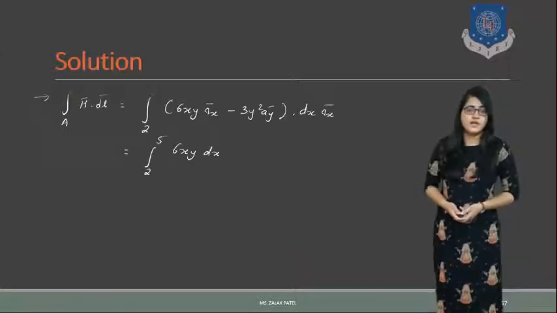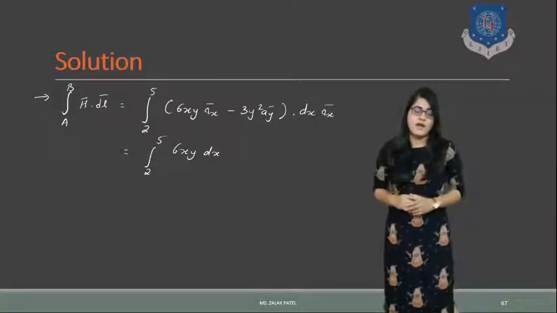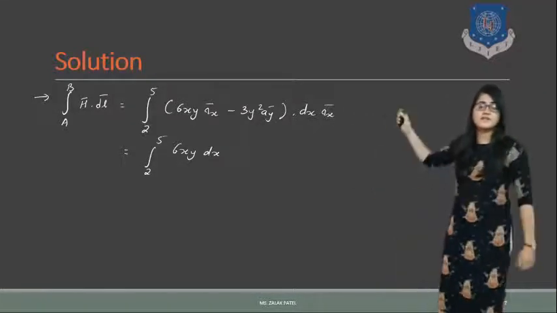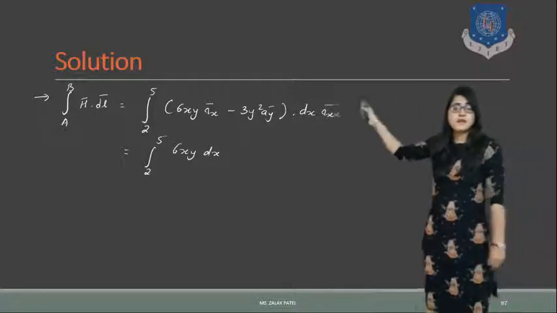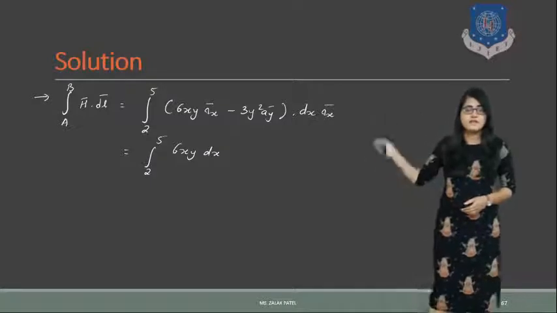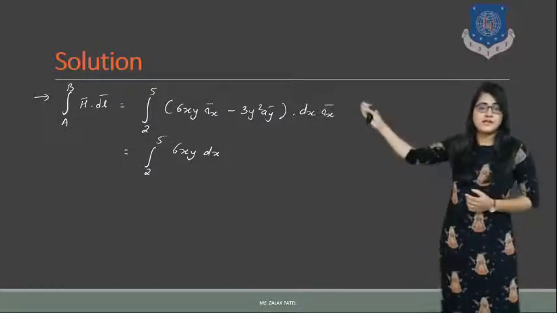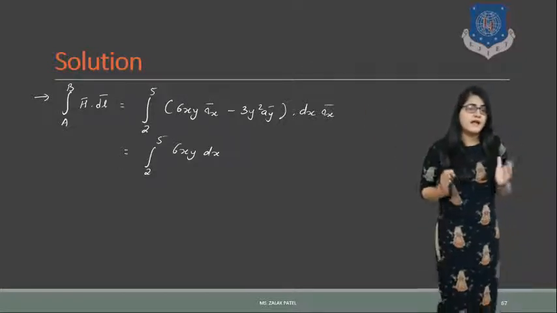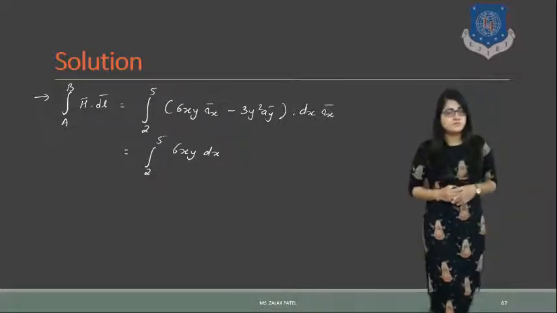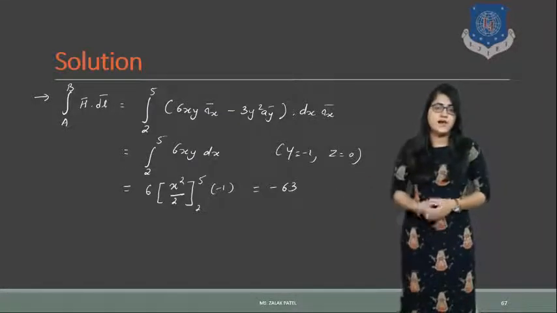Now let's do it for A to B, from 2 to 5, H bar dot dl bar. H bar is given in the problem statement, that is 6xy ax bar minus 3y square ay bar, into dx ax. If you solve this, because ay dot ax becomes 0, you need not write this term, you only have to write dx, because ax dot ax is 1. So if you solve this, you get the answer -63 by doing the integration.